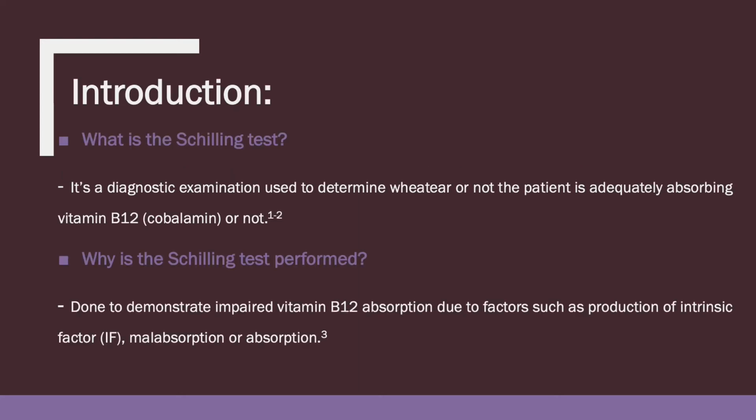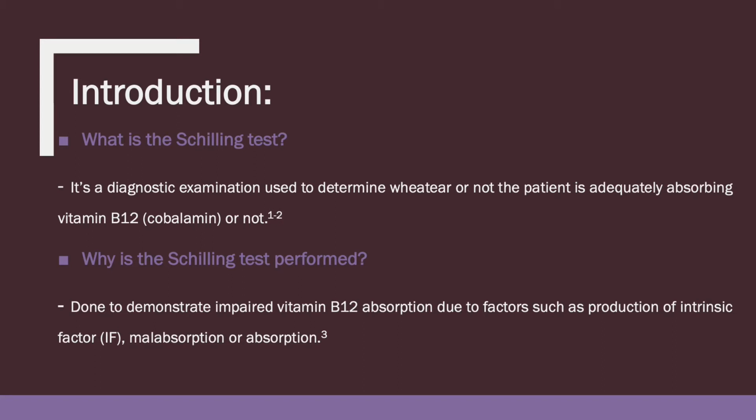Okay, let's jump in. The Schillings Test is named after Dr. Robert F. Schilling. It is a diagnostic examination used to determine whether or not a patient has adequately been absorbing vitamin B12, aka cobalamin. In order to perform the study, an oral dose of radio-labeled vitamin B12 is given to the patient in the form of a capsule, and then the urine is collected over the next 24 hours and measured for the vitamin B12 level.